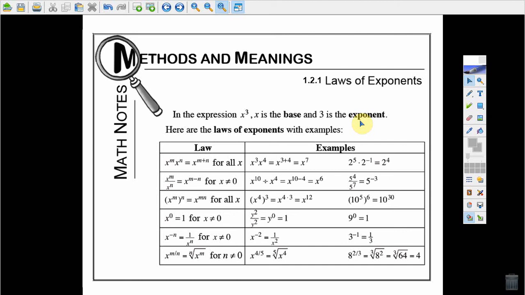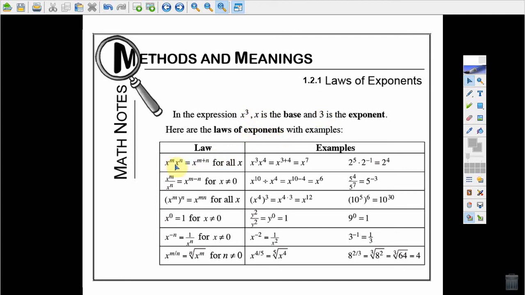Today we're going to be talking about exponents. This is section 1.2.1. This should be a fairly quick review of exponent laws with a couple examples and then some problems for you to work on. So in the expression x to the third, x is the base and 3 is the exponent. Let's look at some examples here and different laws.